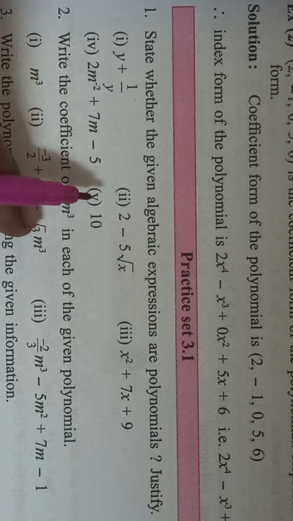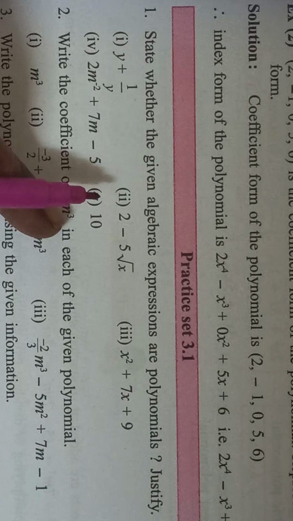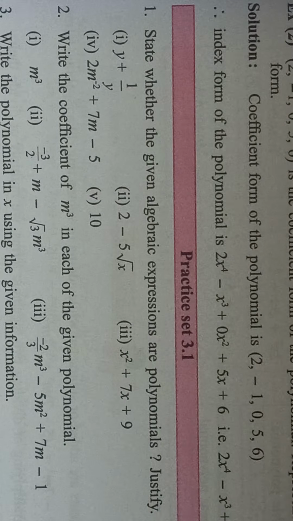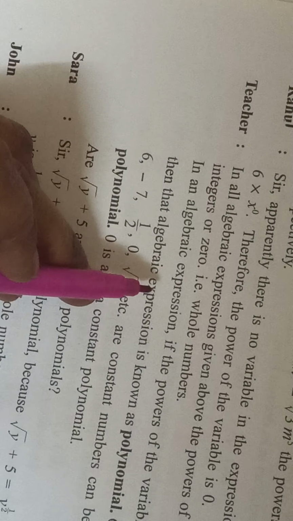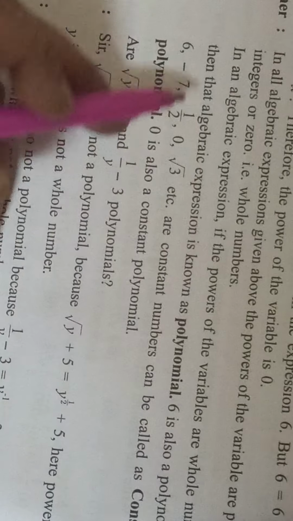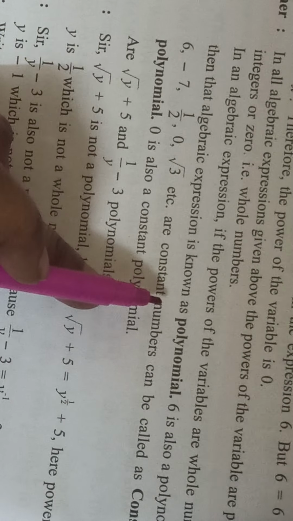Now here the algebraic expressions are given to you, and you have to decide whether each is a polynomial or not. We have already discussed the concept of polynomial. What is the meaning of a polynomial? If in an algebraic expression the powers of the variables are whole numbers, then that algebraic expression is known as a polynomial. We have discussed.